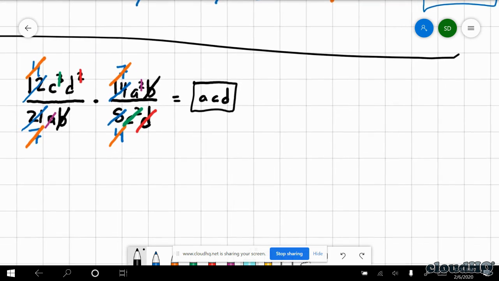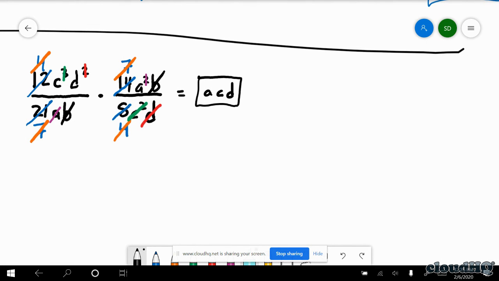What happens if I have a multiplication problem, though, with addition and subtraction in it?